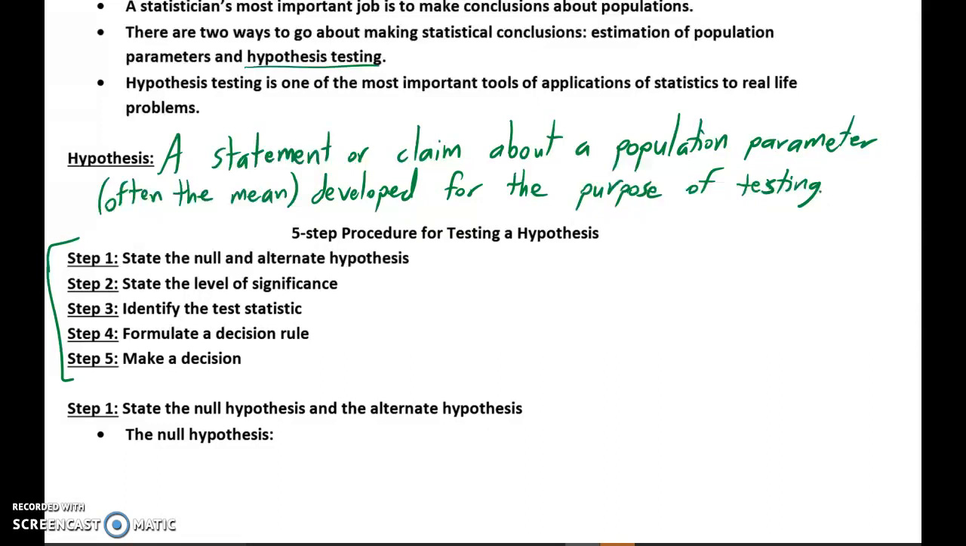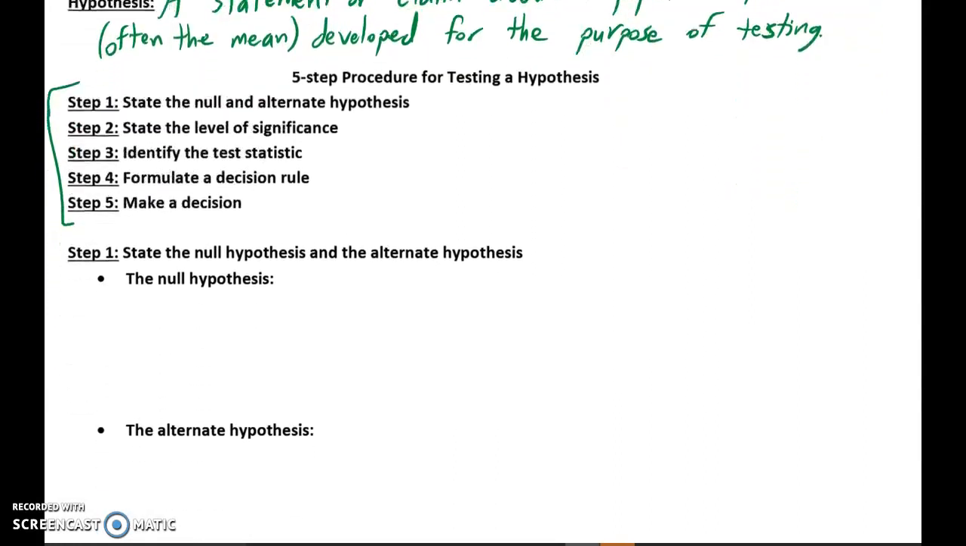We're going to identify the test statistic, okay? That'll basically tell us what test we're using. We're going to formulate a decision rule. When do we reject, when do we not? And then we're going to make a decision. We're going to use math and make a decision, okay? And I'm going to walk you through more of the finer points of these 5 steps.